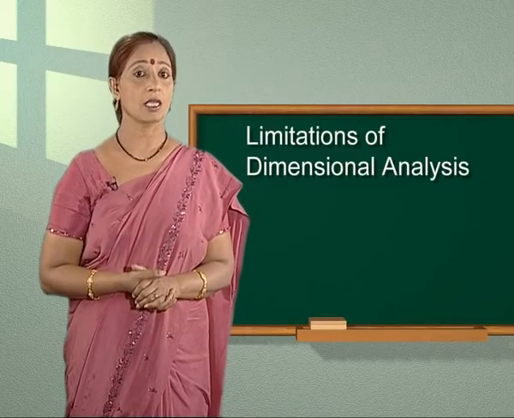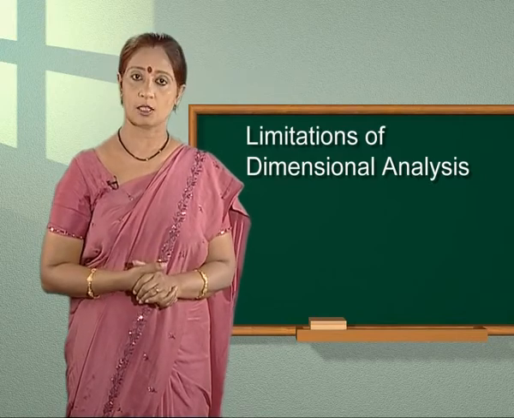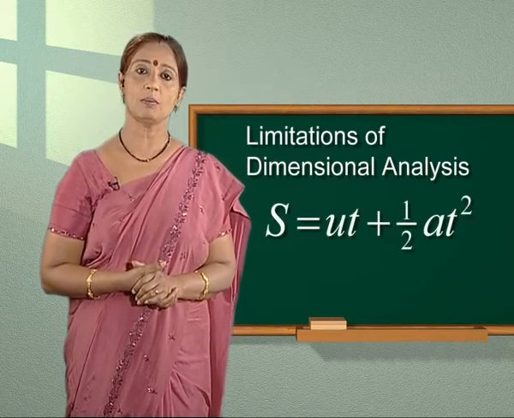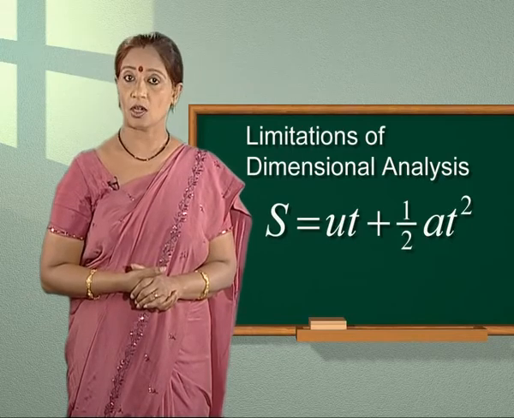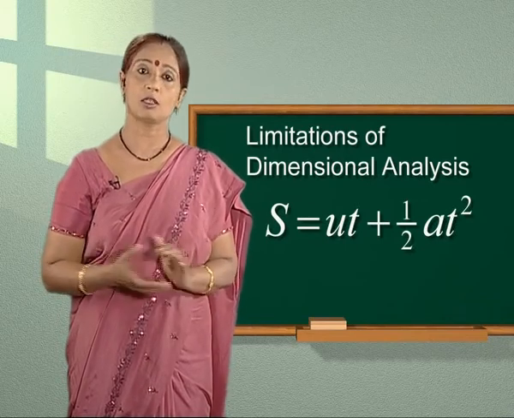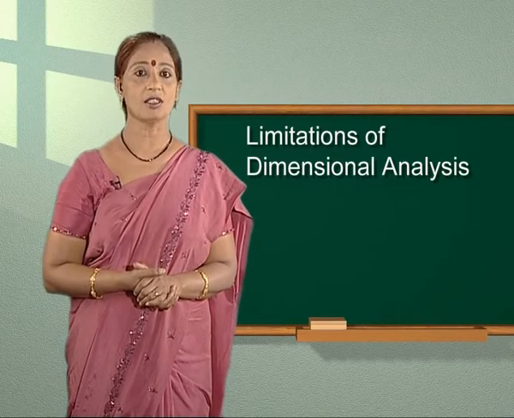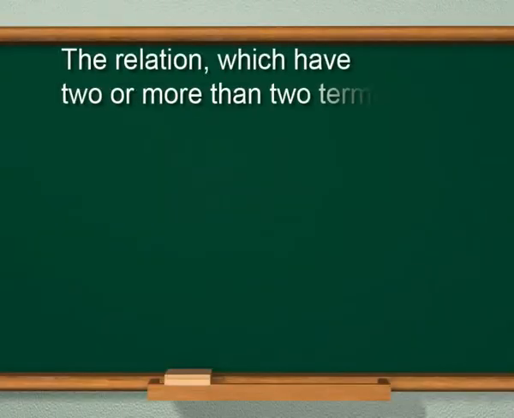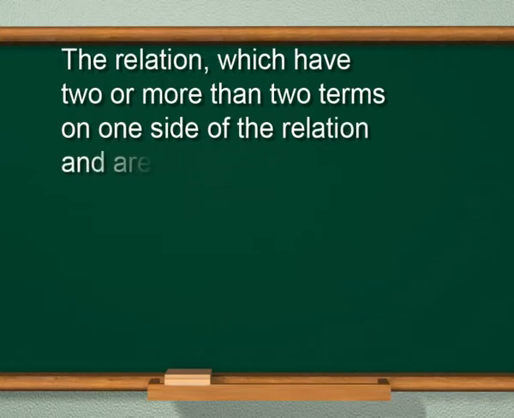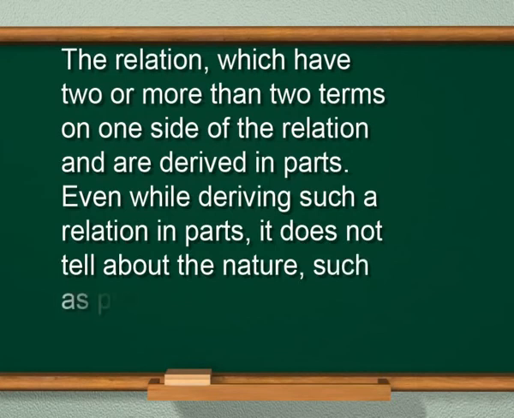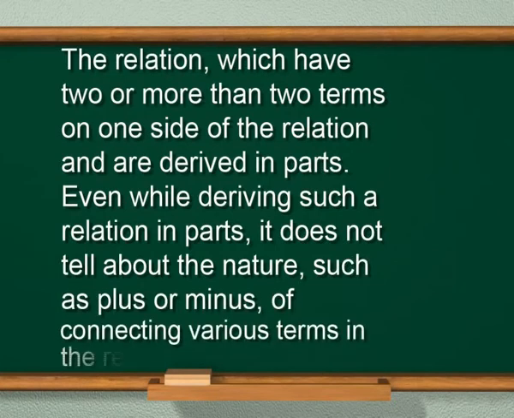The second limitation is, this method cannot be applied in situations where there is more than one term, such as s = ut + ½at². We cannot derive this equation as dimensional analysis will yield one of the two terms, not both simultaneously. Such relations are called composite relations, that is, the relation which have two or more than two terms on one side of the relation and are derived in parts. Even while deriving such a relation in parts, it does not tell about the nature, such as plus or minus, of connecting various terms in the relation.